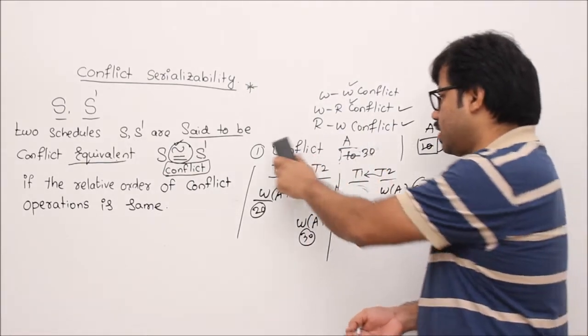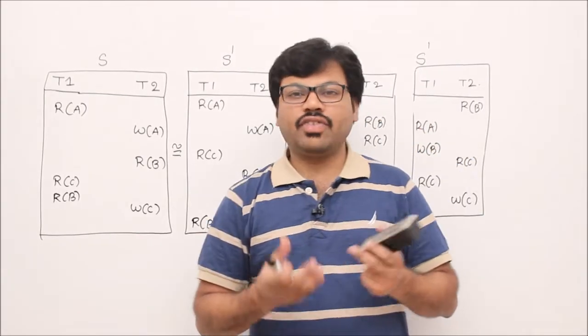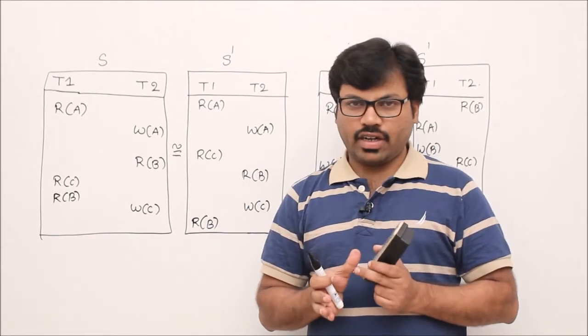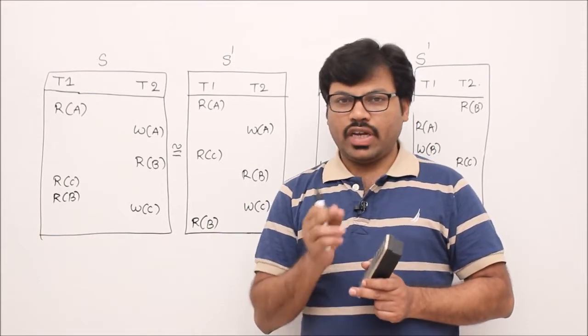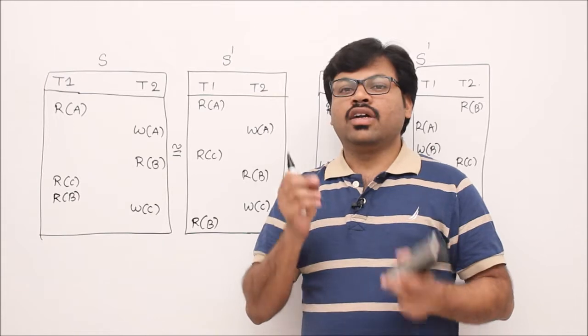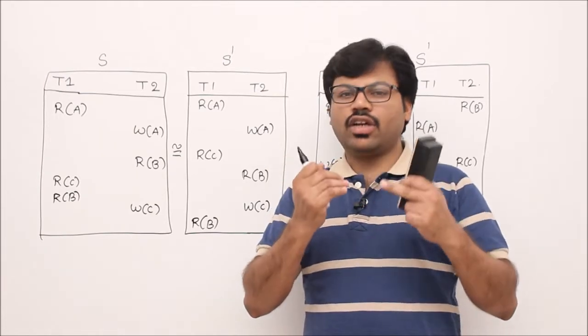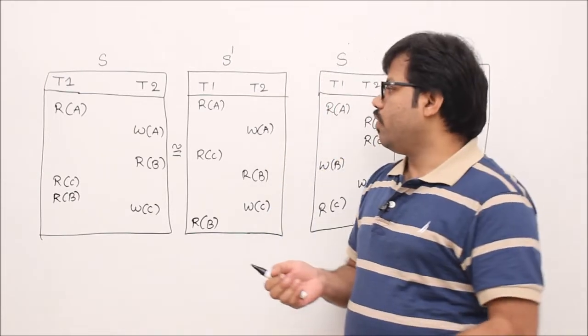So now we'll see such examples. Now we'll see some examples and we check whether the schedules are conflict equivalent or not. So remember one point, whenever two schedules are conflict equivalent, the conflict operations' relative order should be the same in both of them. We will see now.